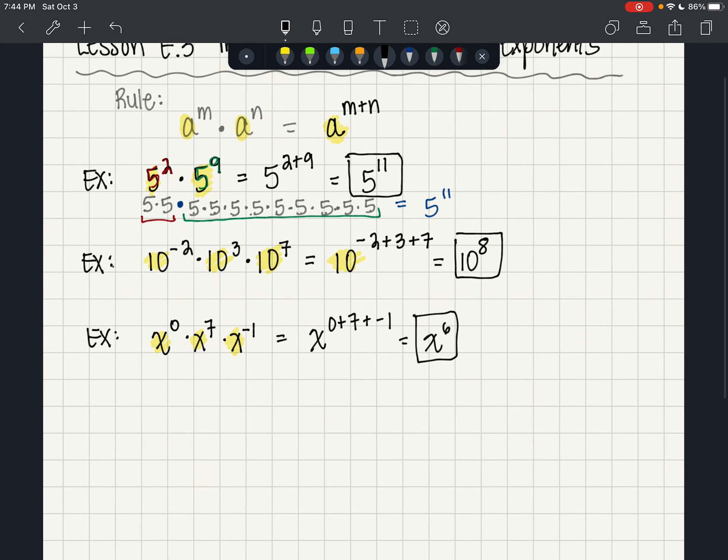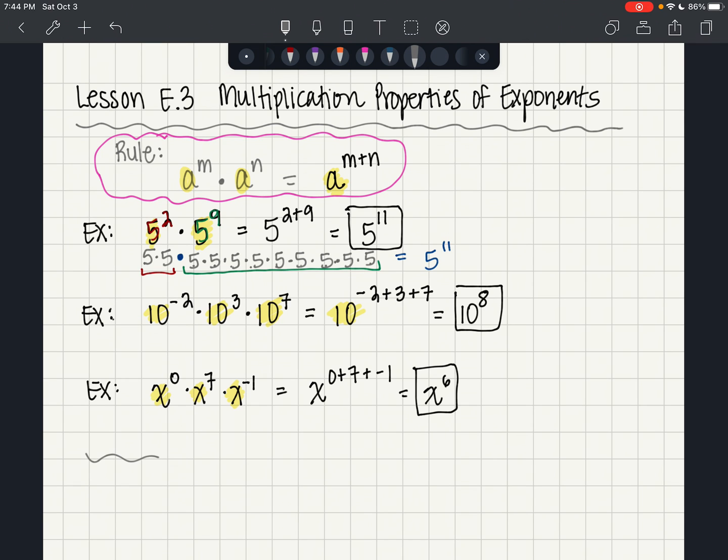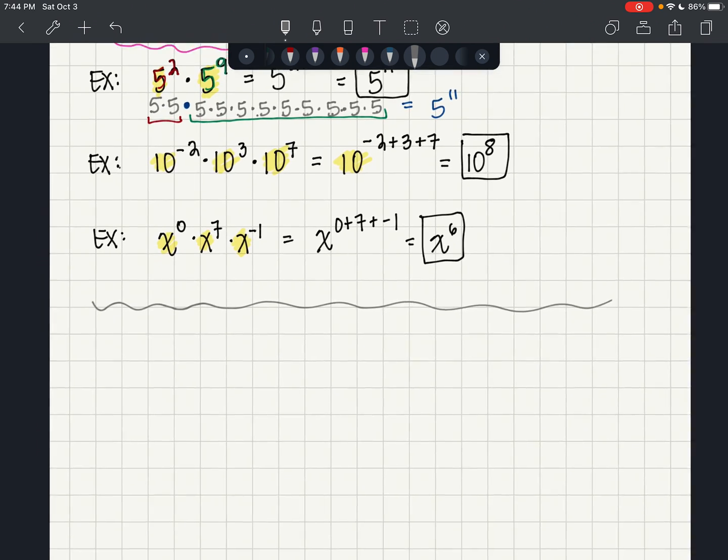So that's the basics of the rule. I'm going to take this, and in a pretty pink, I'm going to bubble that. That's a great rule that maybe you could put on a note card. Now, here's some more examples. So let's do some more examples.